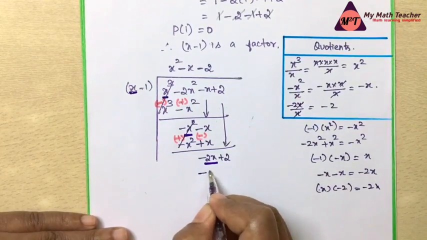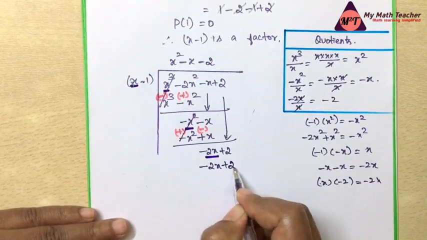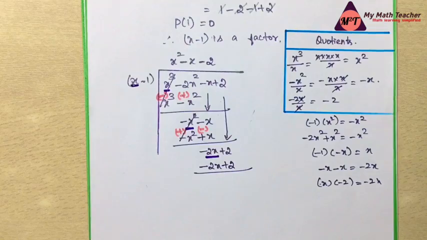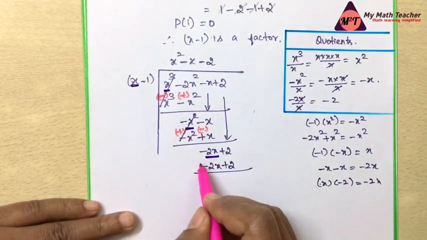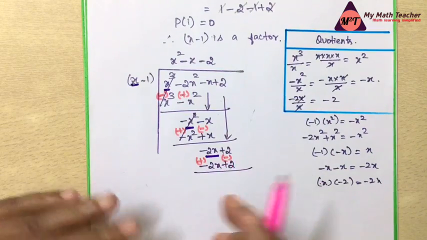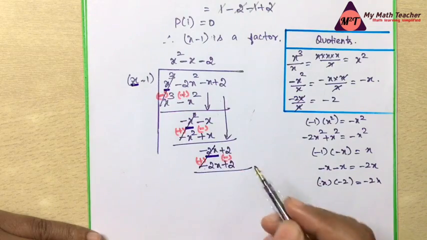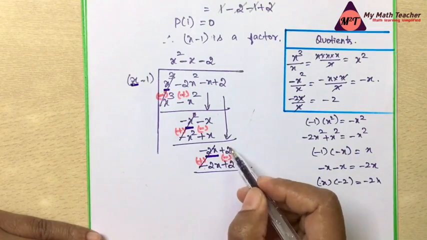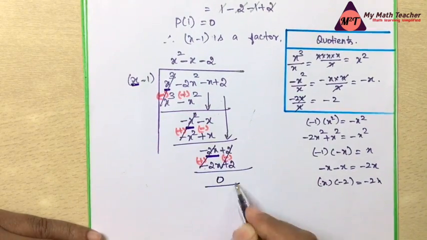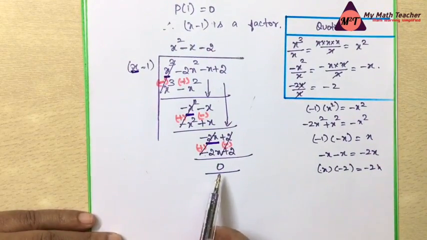We know that minus 2x. Minus 1 into minus 2 is plus 2. Okay, now we are going to subtract again. So change the sign, it will be plus. For plus, this sign will be minus. So minus 2x plus 2x will be 0. Plus 2 minus 2 will be 0. Now the answer is 0. We have got 0 as the remainder.